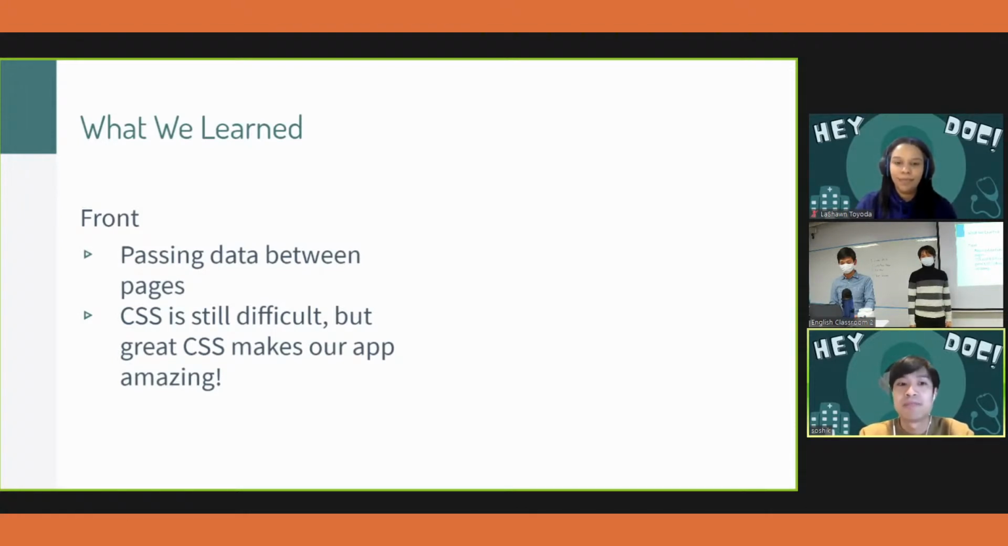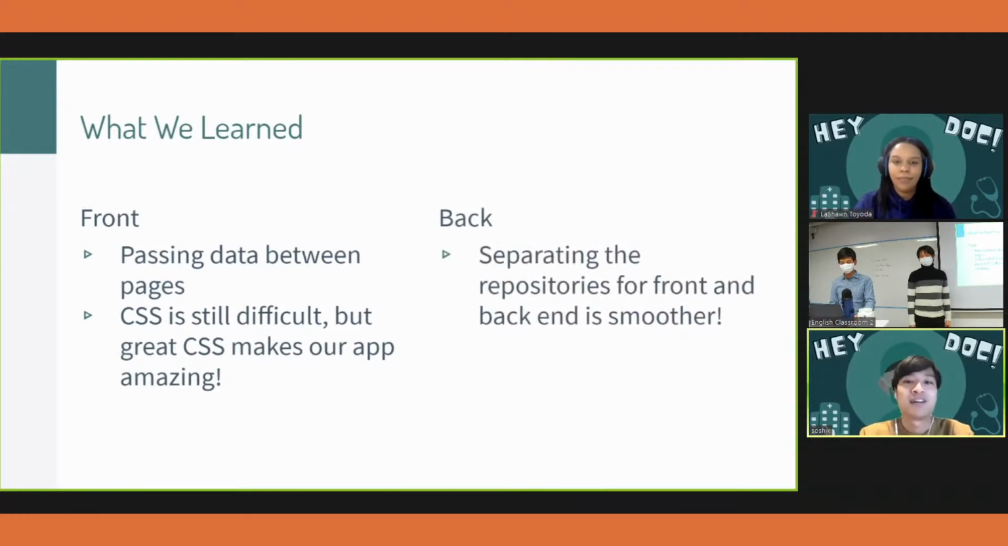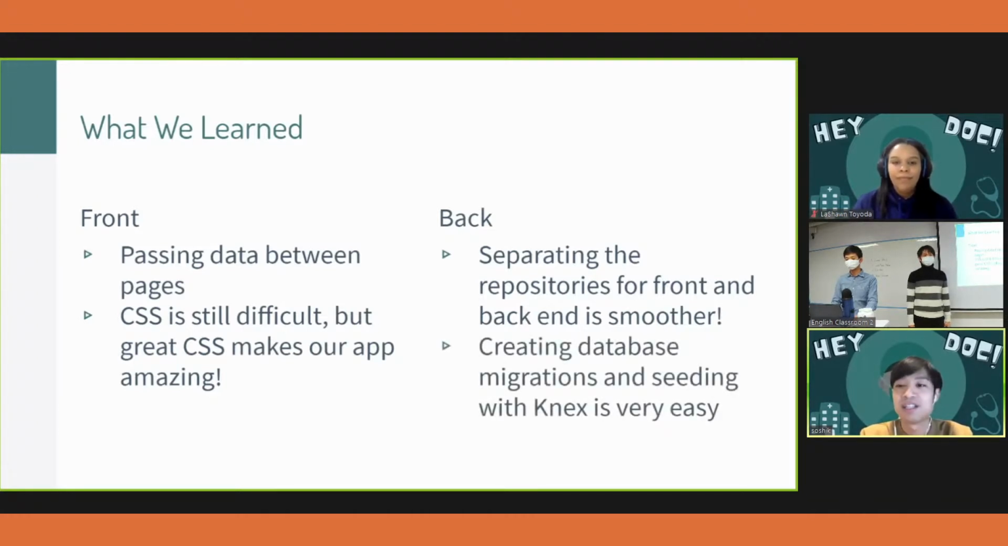Next, as for backend, first, separating the repositories for front and backend is smoother. So the front team used the front repository and the backend team used the backend repository. So it was easy to manage the files we are editing, and we never met conflict files. Next, we are using Knex, and creating database migrations and seeding is very easy with it. Go to next slide.